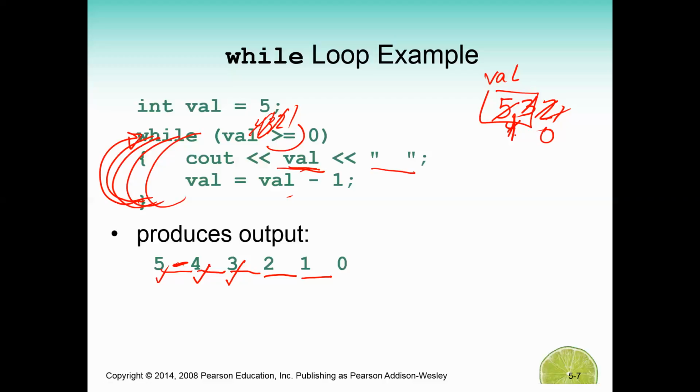Here they combine the greater than and the equal to. And the answer is true. So we display the 0 and the space. We subtract. Now we have a negative 1. We go back. And now, is -1 greater than or equal to 0? No. So it's false. It's going to skip the block, and it's going to continue with whatever statement we have underneath.